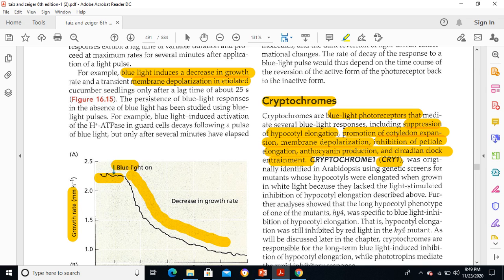Which are these blue light responses? It includes suppression of hypocotyl elongation, promotion of cotyledon expansion, membrane depolarization, inhibition of petiole elongation, anthocyanin production, circadian clock entrainment.